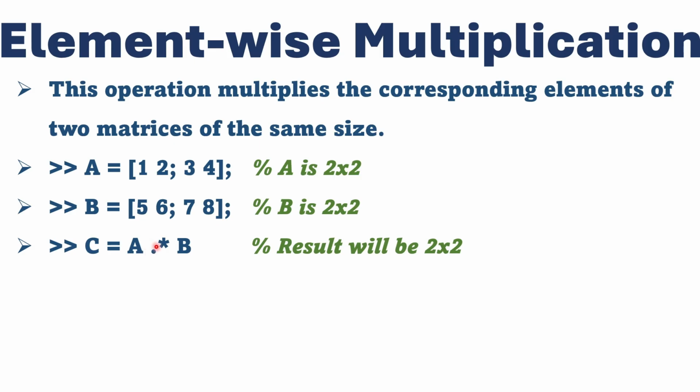If we put the dot operator before the star for multiplication of the two matrices, A multiplied by B, then element-wise multiplication will happen. The result will be 2 by 2 and very simple. If I store that result in C, MATLAB will show the results 5, 12 and 21, 32. This is simple element-wise multiplication: 1 multiplied by 5, then 2 multiplied by 6 is 12, 3 multiplied by 7 is 21, 4 multiplied by 8 is 32. This is called element-wise multiplication. Very simple.